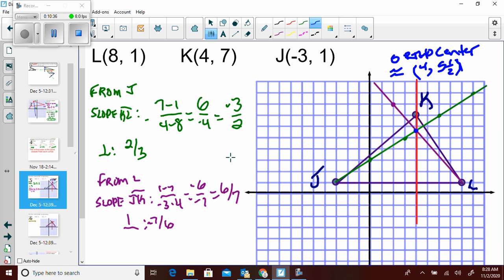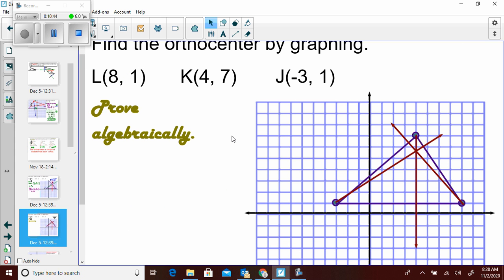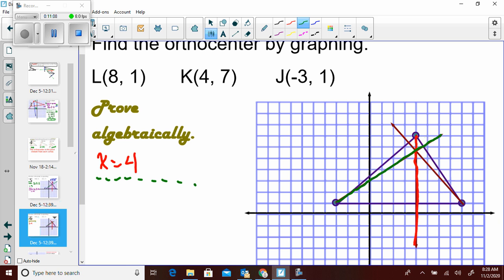Well, how would I go about finding that? Well, we can prove it algebraically. We have this line right here, x equals 4. Right? We have this line right here, color red. There's my x equals 4. Well, this one, what was the slope of this one here? This slope was 2/3. And it's coming from the point -3, 1.